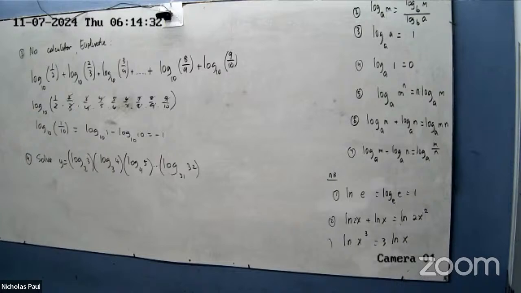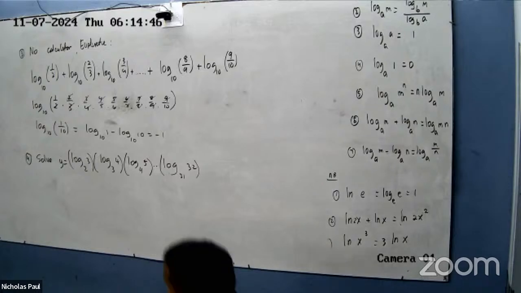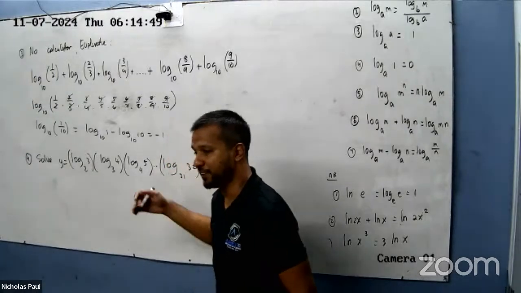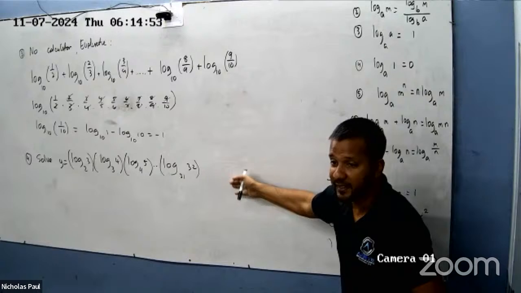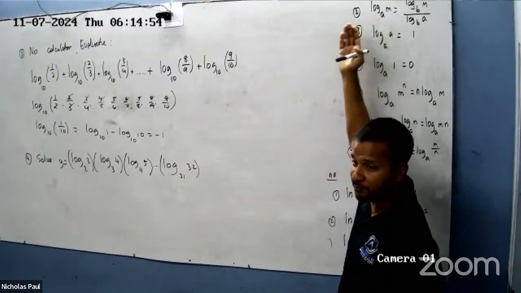No calculator. The question would have awarded your marks, because the question said without the calculator. But the hint is you have to use this change of base formula.